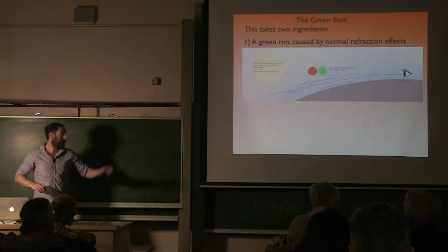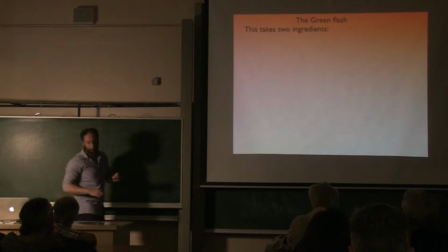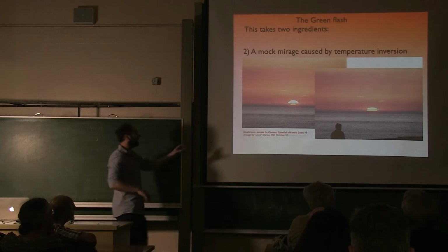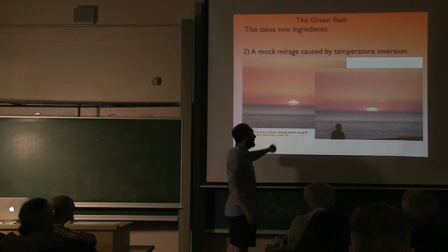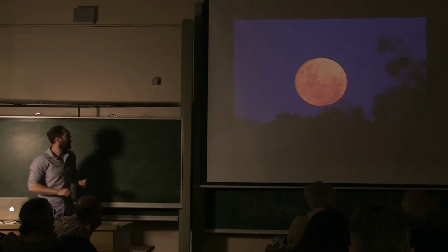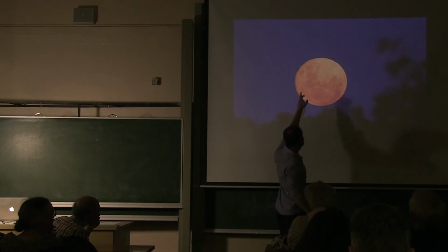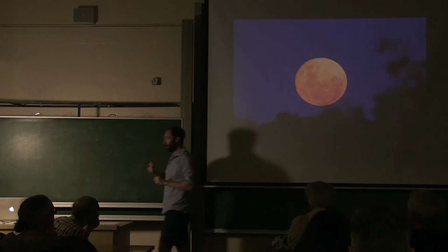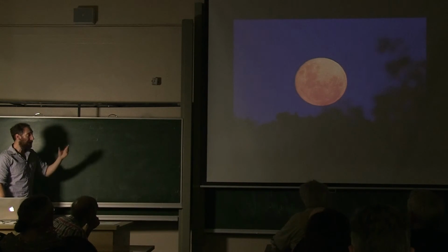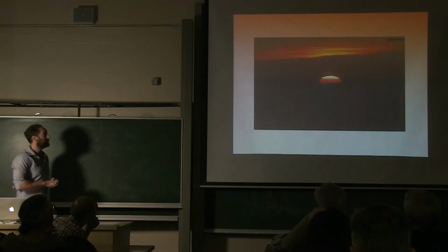As this green rim passes through this temperature inversion, you can have some very powerful effects with the magnification of that region. Here is a picture of the moon. Again, you just see a red rim at the bottom and a green rim at the top. It's not very strong here, but as the green part passes through the temperature inversion, you can get a sudden magnification, and you end up with a green flash.